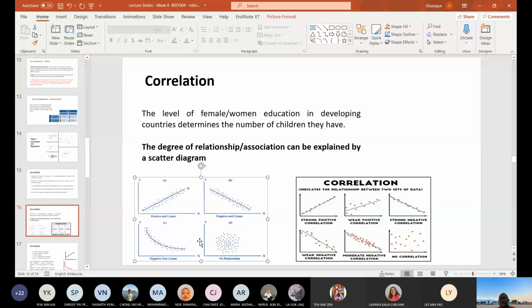The chart on the right-hand side is talking about size. How do we measure the size effect? The size effect is whether the correlation is weak, moderate, or strong. These are judged by the correlation coefficient. We will talk about that also soon.